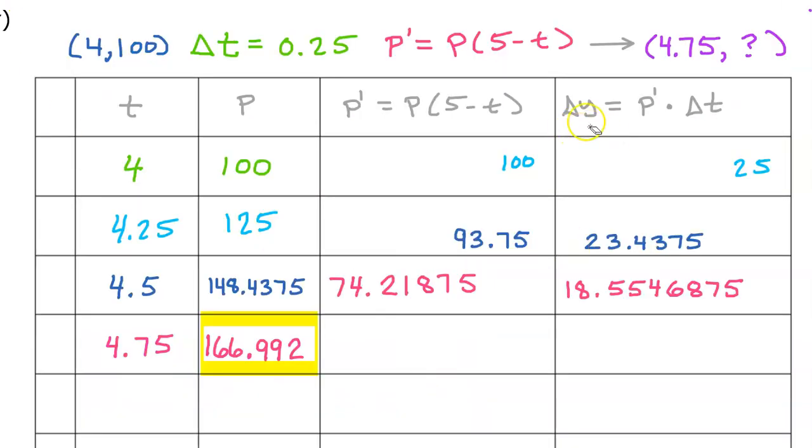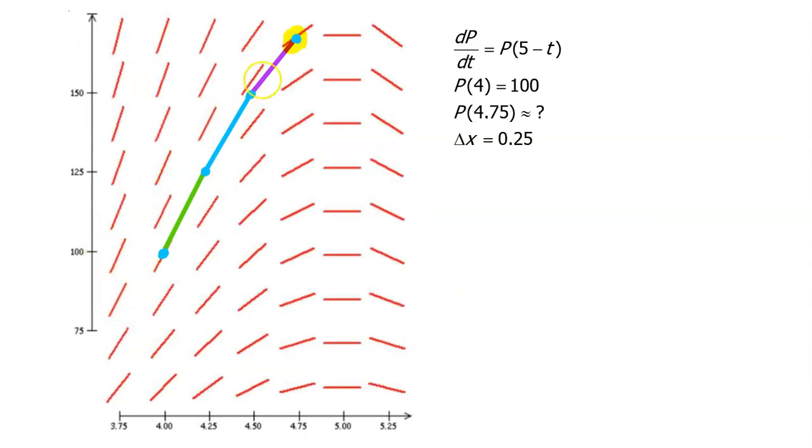I just realized I made a small mistake right here that does not affect the final answer. I've been saying delta y this whole time, but we are using p instead of y, so I should be saying delta p. That's better. And here's a graph of the Euler's method approximation featuring the 4 points we just found. Here's the initial point and the final answer.